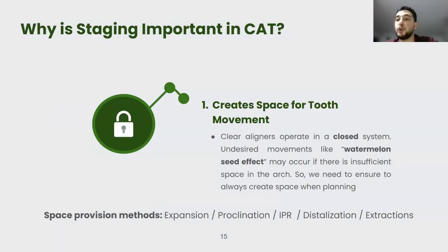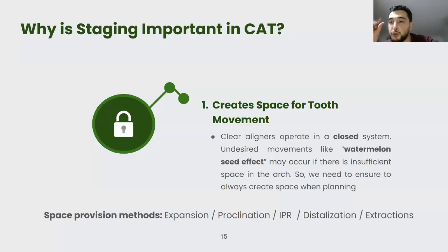So for example, I want to do some rotation on the anterior teeth, but I don't have enough space for that. So I'm going to stage my movement to do some proclination, to create spaces, or expansion posteriorly to create spaces between anterior teeth. Then I will apply the forces needed for rotation. If I do that all at once, if I procline the teeth and expand and rotate the teeth all at the same time, and I don't have sufficient space for these rotations to happen, because the clear aligner is a closed system, it's gonna apply an unwanted effect called the watermelon seed effect, and it's gonna cause unwanted intrusion to these teeth because it's trying to rotate the tooth and there is no space.